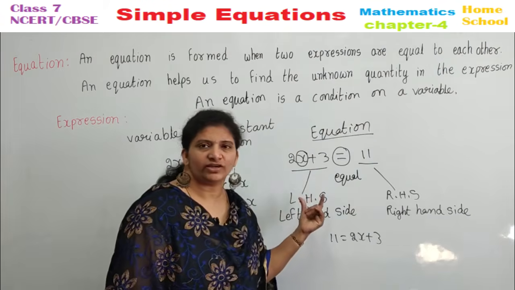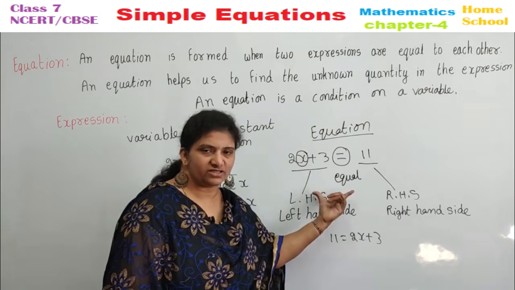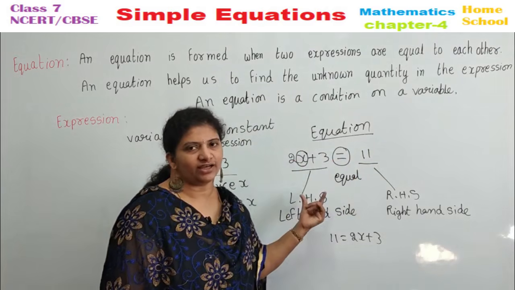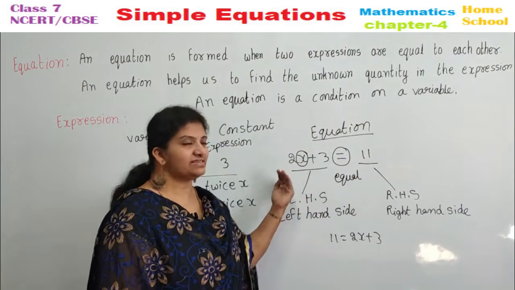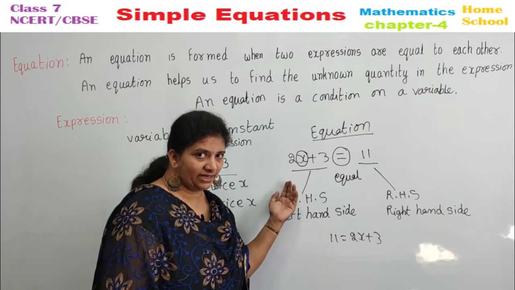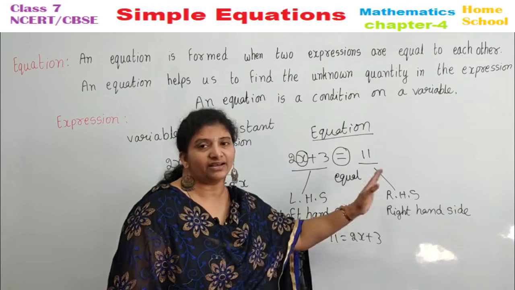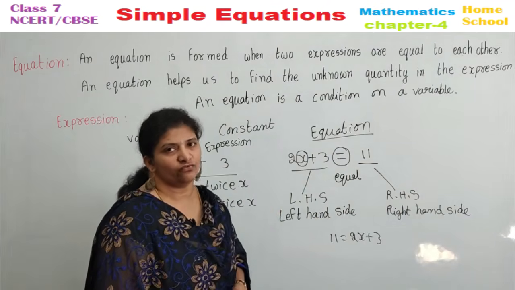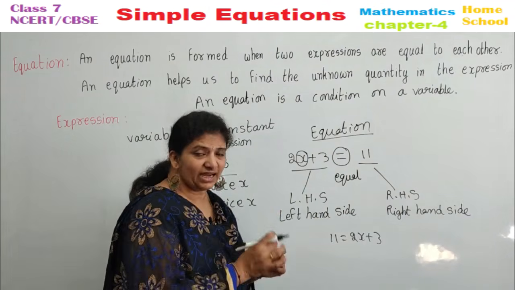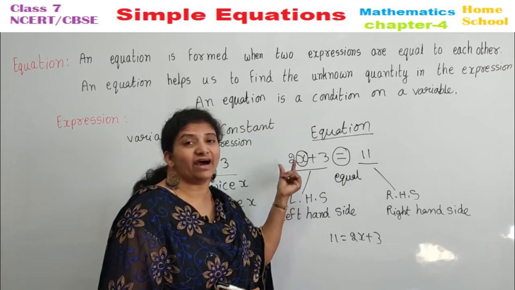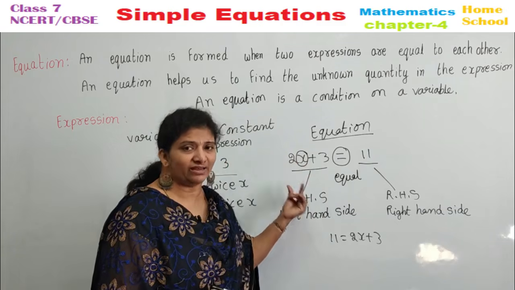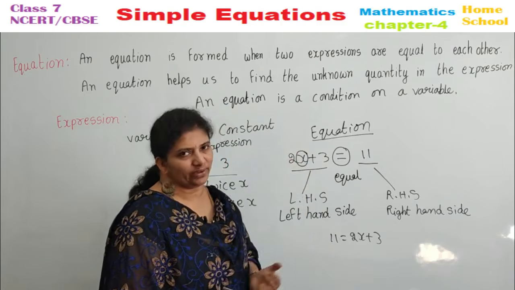When two expressions are equal to each other with an equal to sign, we call it an equation. And this side we call the left hand side and the other side the right hand side. An equation is a condition on a variable. This is a condition on a variable. We get the value of the variable. When we have an equation, we can find the value of the variable.